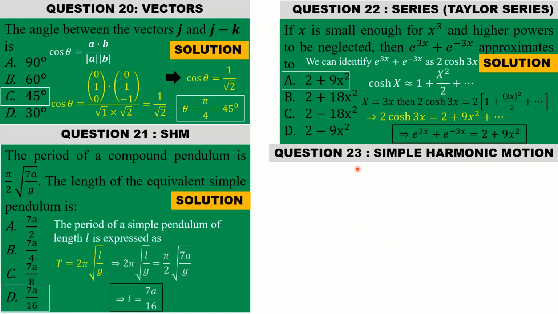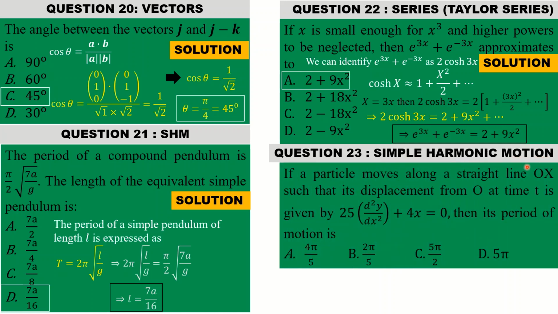Now question 23, which is our last question, is on simple harmonic motion still. The question reads, if a particle moves along a straight line OX such that its displacement from O at time t is given by this equation, then its period of motion is, we have option A, option B, option C, and option D.